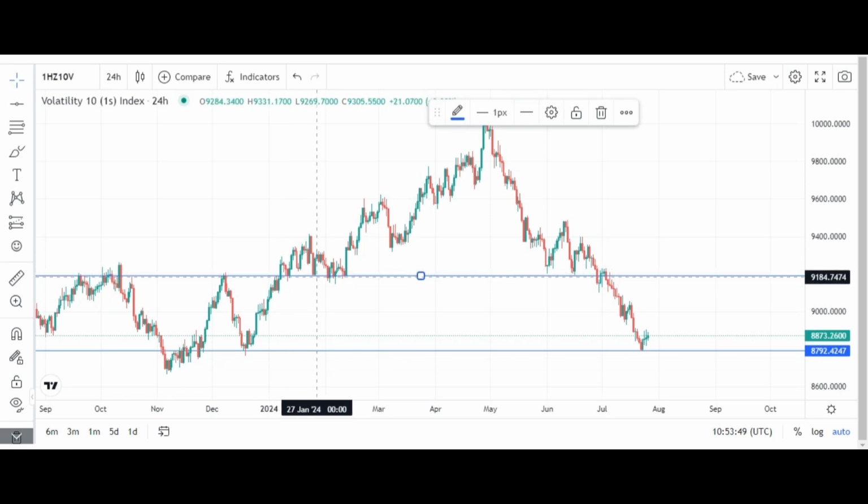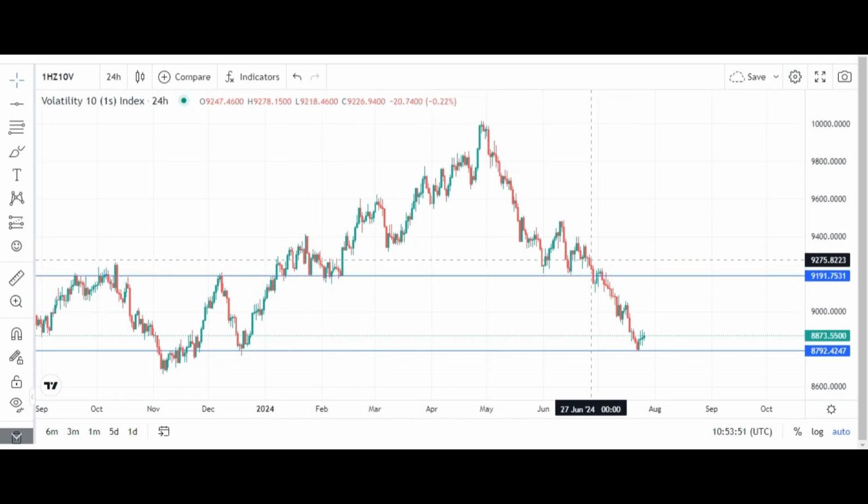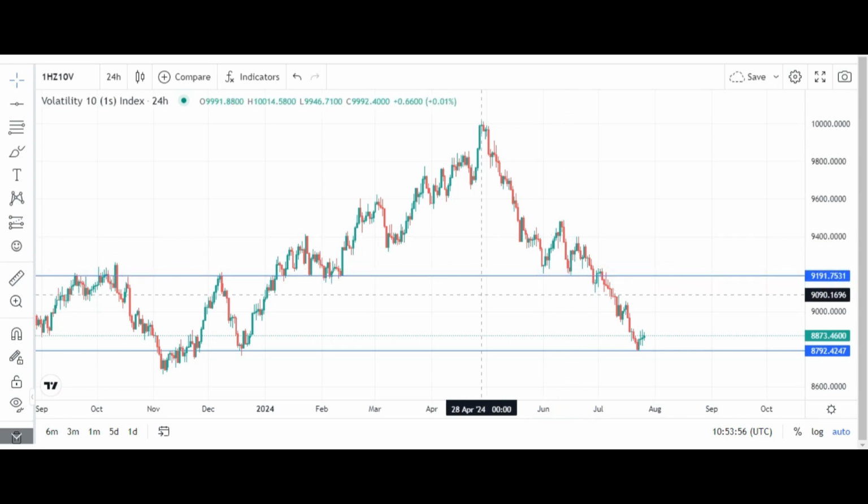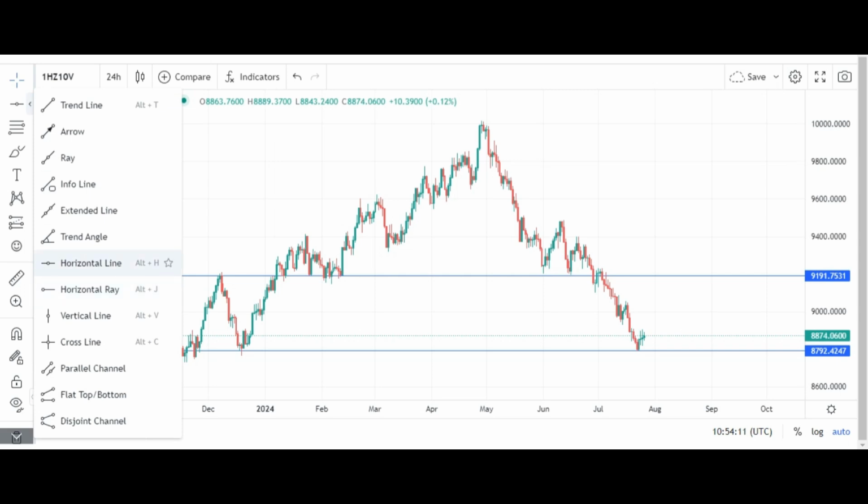It's been tested once, twice, 3 times, 4 times. Then here it did react when it got close to this point. So this is a support level. But when you get more advanced with it, there's actually areas. So there's support levels, then there's actually support areas. So these are actually areas and not levels.